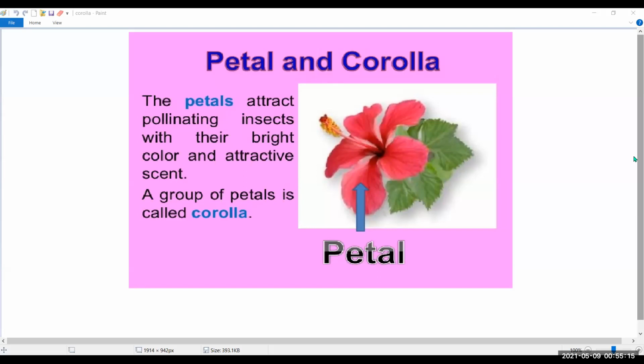Corolla forms the second whorl next to calyx and consists of petals. Petals are usually colorful, sometimes white, but never green. Corolla protects the reproductive parts of the flower. Also, they attract insects for pollination because they are brightly colored.